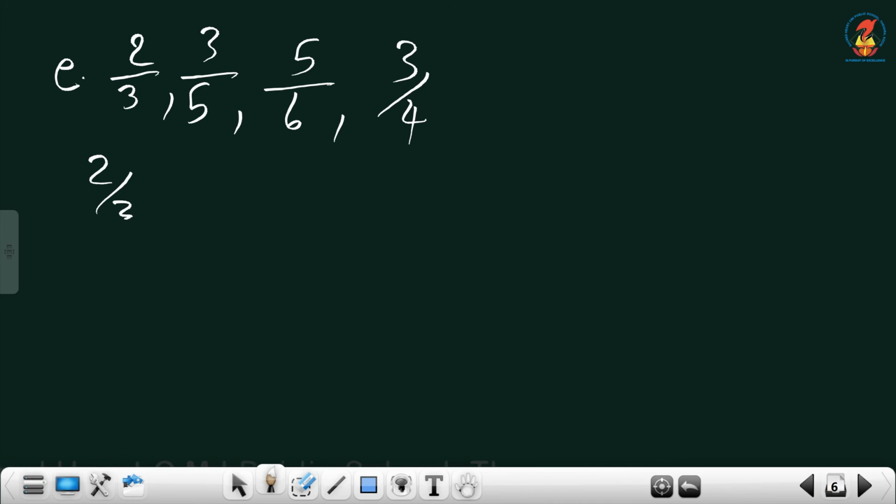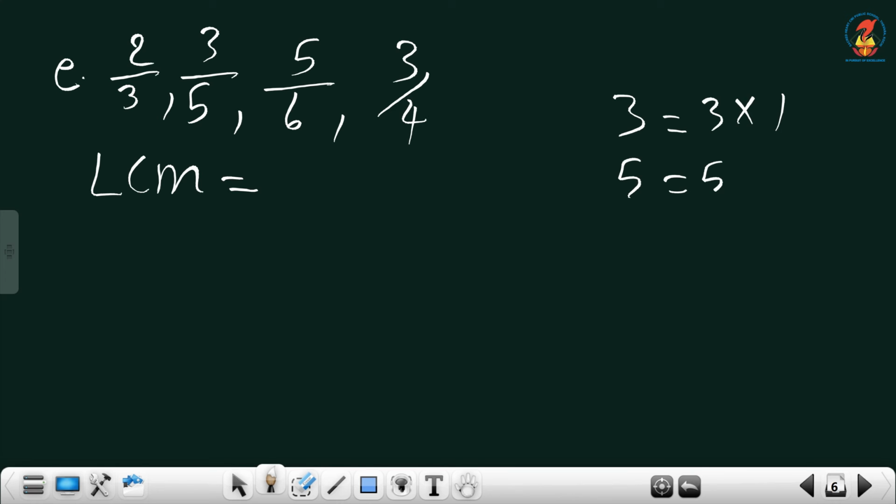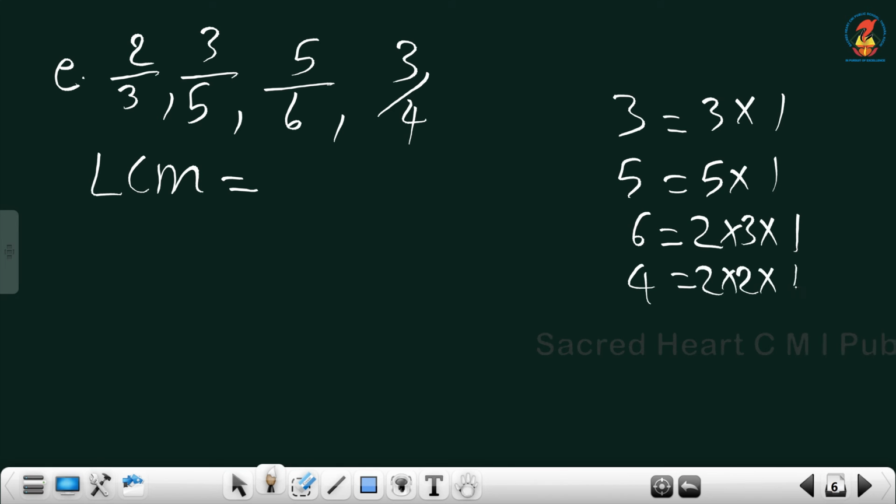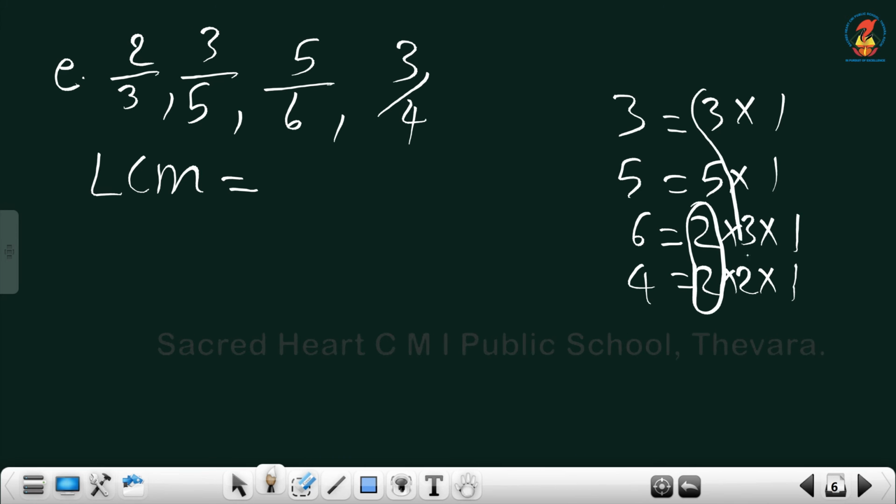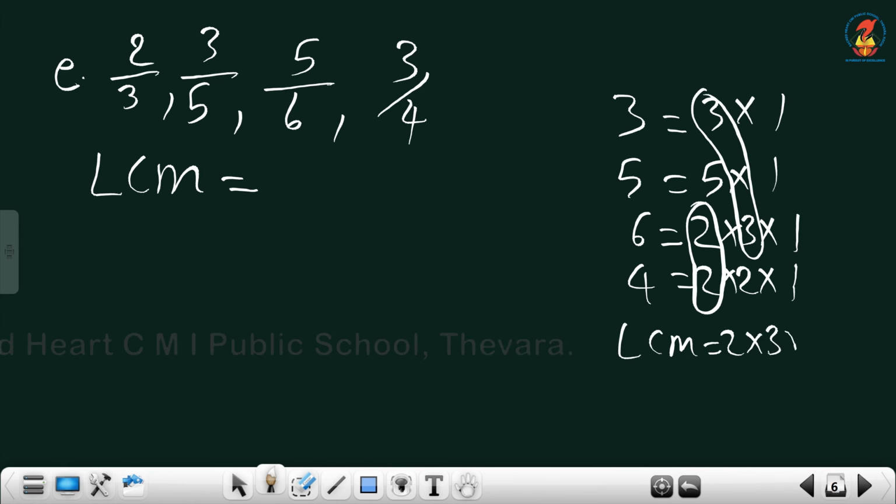Then the next one is 2 by 3, 3 by 5, 5 by 6, 3 by 4. First we need to find the LCM. 3 equals 3 into 1, 5 equals 5 into 1, 6 equals 2 into 3 into 1, and 4 equals 2 into 2 into 1. Okay. And LCM is what? 2 and 2 in one group, and 3 and 3 in one group. Okay. And LCM is 2 into 3 into 5 into 2 into 1.